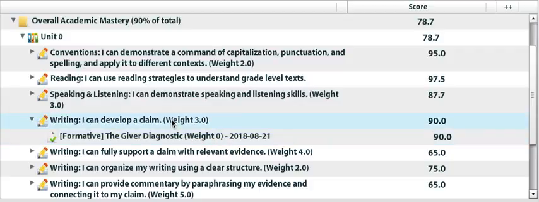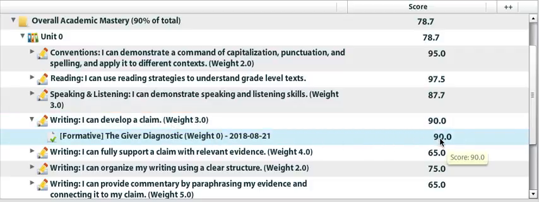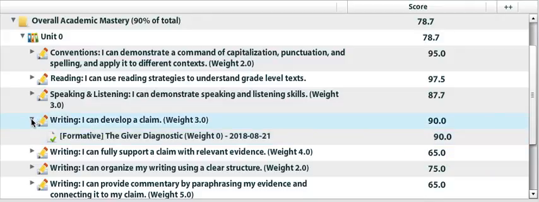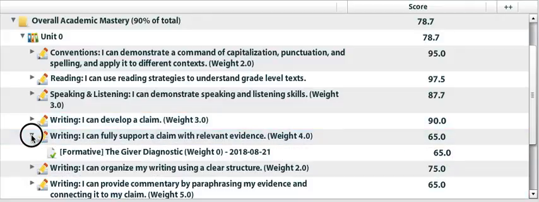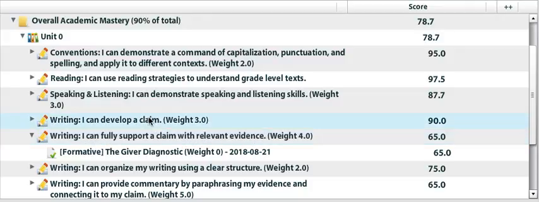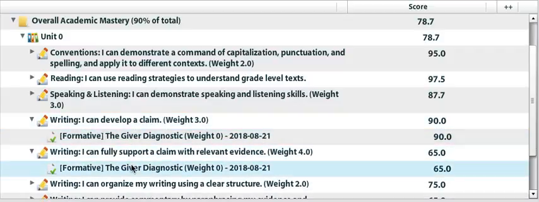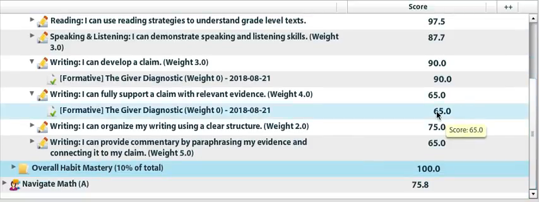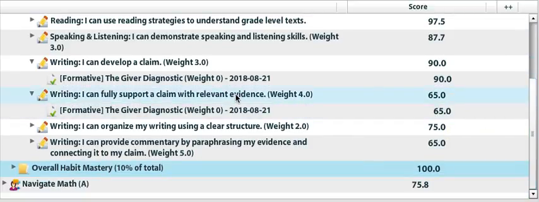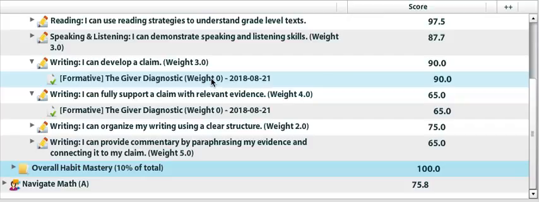Now you'll see for developing a claim, this person got a 90%. For that specific skill, they got a 90. If we close this and look at another piece of essay writing, I can fully support a claim with relevant evidence. That's a different skill than writing a claim, so it's under a different learning target. Again, we see the same assignment that we saw under this learning target because I'm assessing multiple skills with the same assignment. It looks like this one, the person got a 65 with their evidence. So they are stronger at writing claims at this point than they are at using relevant evidence.